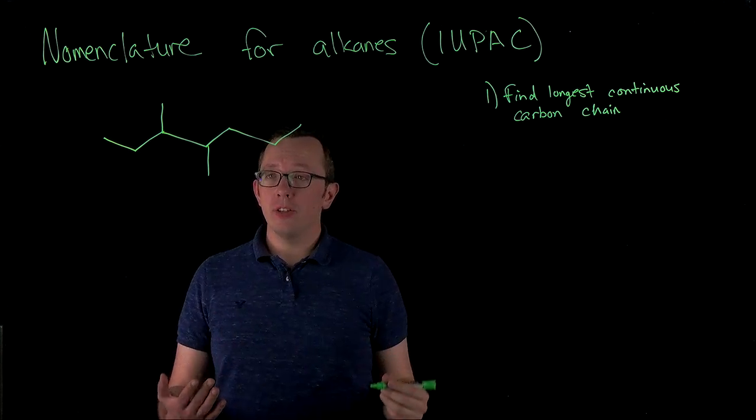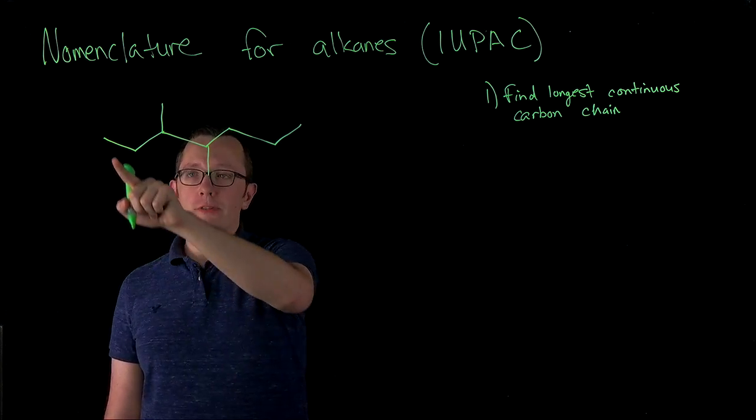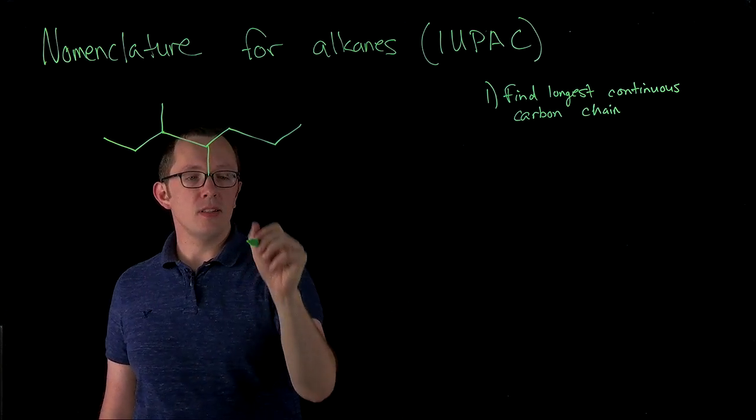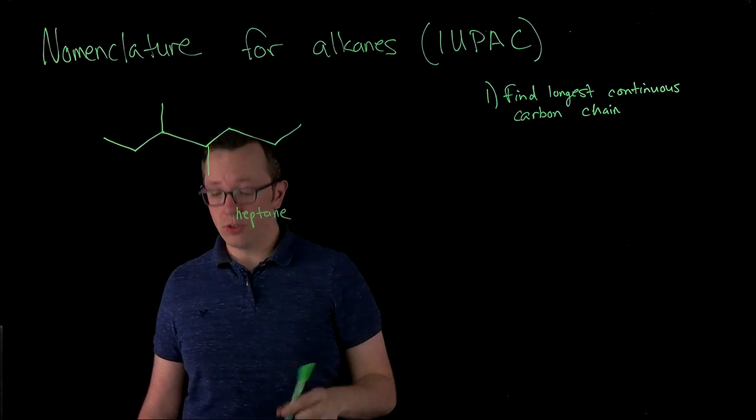So that's going to be our parent structure. So our parent structure is going to be a derivative of heptane. So heptane is 7 carbons. So that's going to be our parent structure.